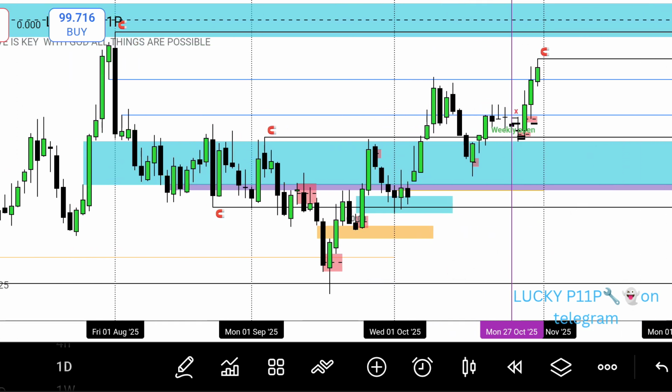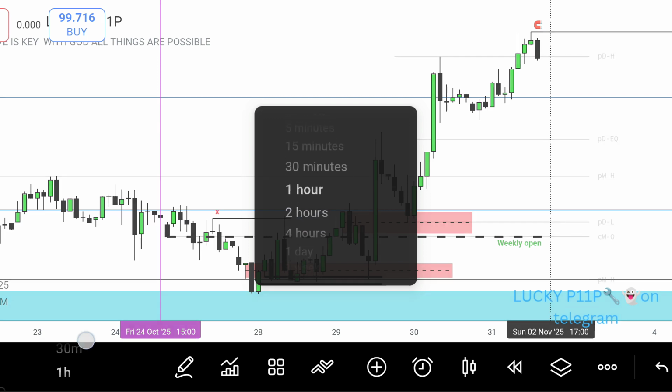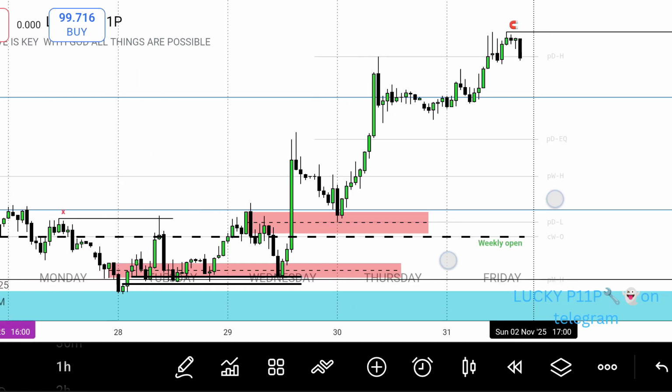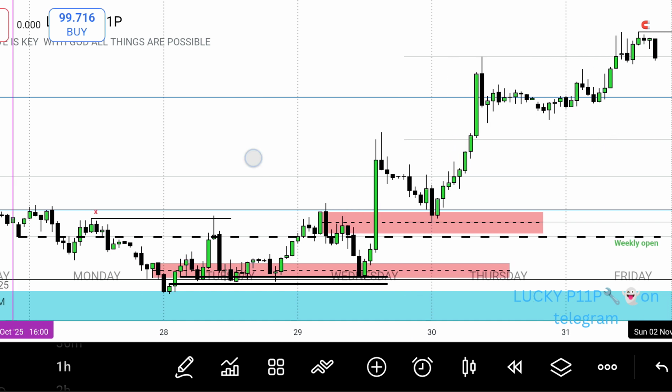Now I have the chart zoomed in. You can see we opened up for the week. We dropped lower into the BC on the daily time frame, and we saw a beautiful expansion to the upside to end the week. Now going into the hourly time frame, what you can see is the following.